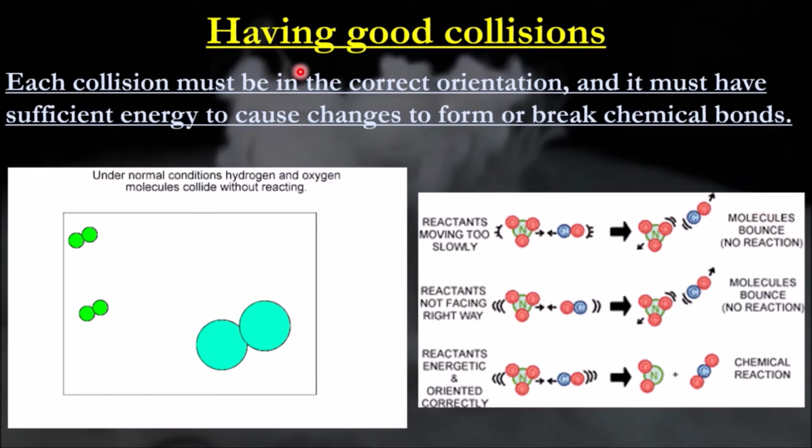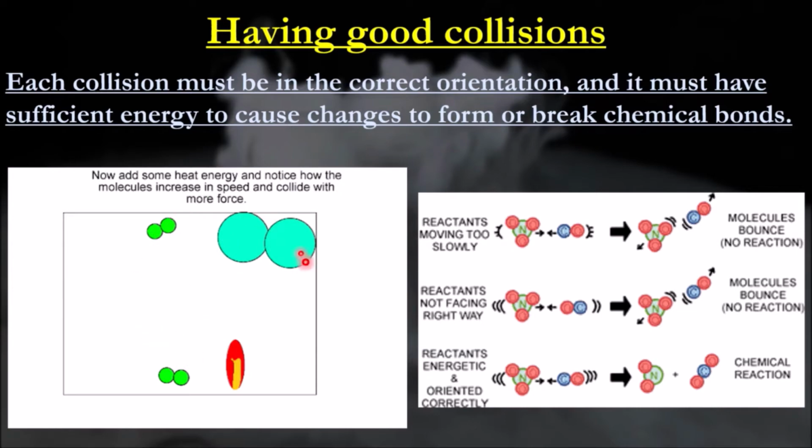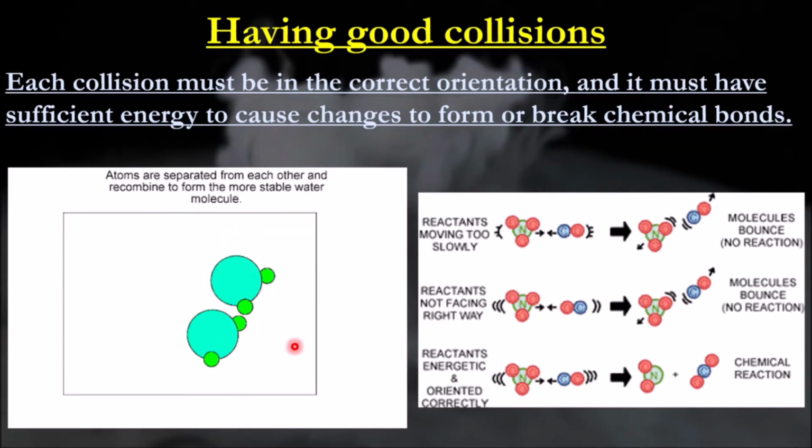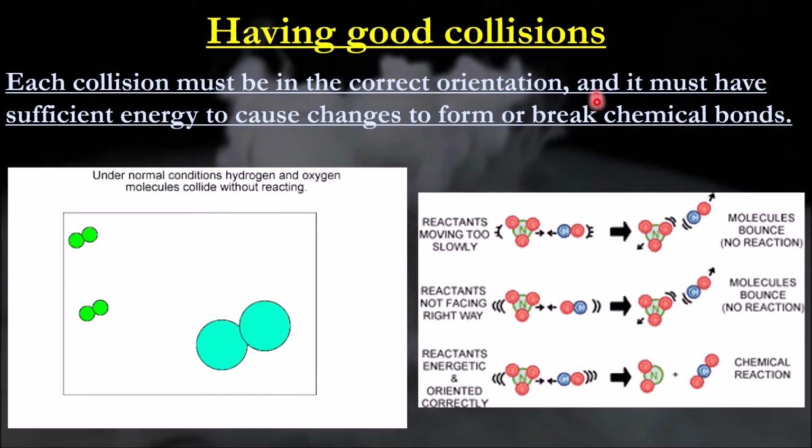Okay. So looking at examples of having good collisions, one is by having enough energy. You can do that by simply increasing the heat energy in a reaction vessel. So maybe if you have two mixtures in a beaker, if you heat it up with a Bunsen burner, you can increase the energy in those particles to make them collide a bit more. That can either form or break chemical bonds.